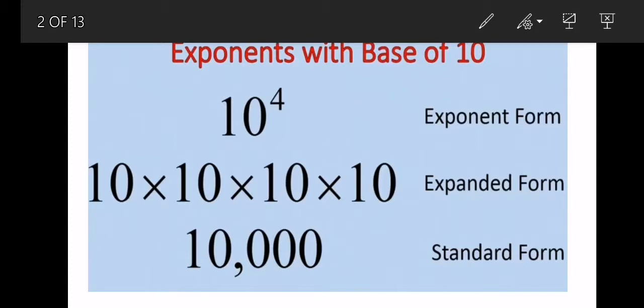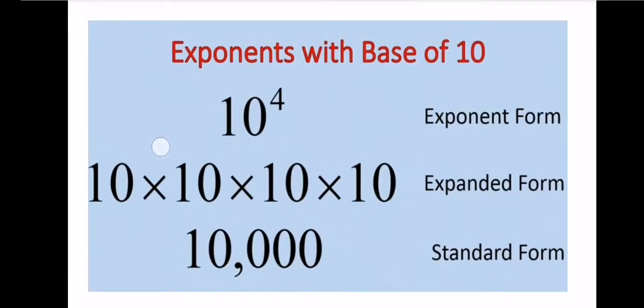Before we start dividing by power of 10, let me remind you what power of 10 means. If I have an exponent like this form, 10 we call the base, the 4 we call the power. So 10 to the 4th power. What does 10 to the 4th power mean? It means 10 will be multiplied 4 times: 10 times 10 times 10 times 10, and this is the multiplication or expanded form.